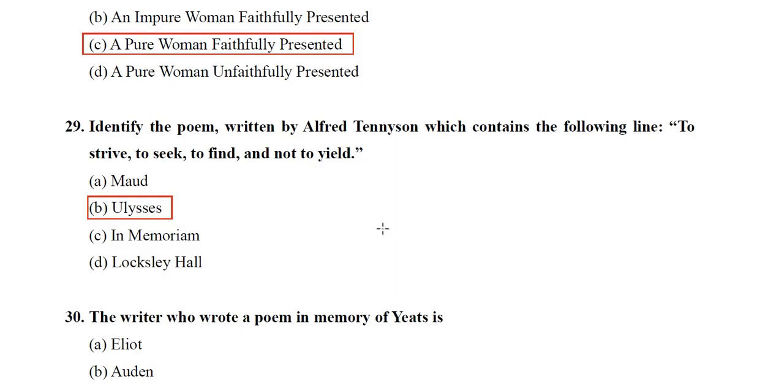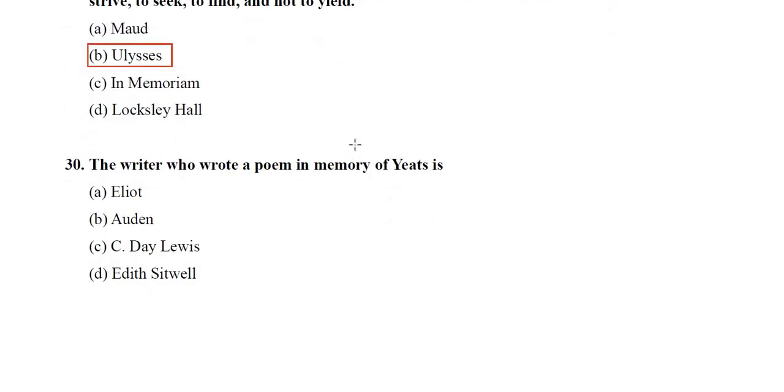You always should try. Next question we have, the writer who wrote a poem in memory of Yeats, W.B. Yeats, is Eliot, Auden, C. Day Lewis, Edith Sitwell. So there is a very famous elegy written in the modern period, and the title of the elegy is In Memory of W.B. Yeats. It is written by W.H. Auden. W.H. Auden is known as one of the 30s poets. There were four poets during the 1930s. They are known as 30s poets or leftist poets or Marxist poets or Oxford poets. There are so many names we associate with them.